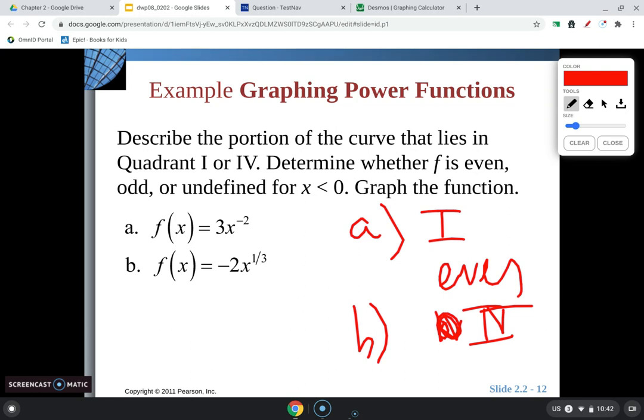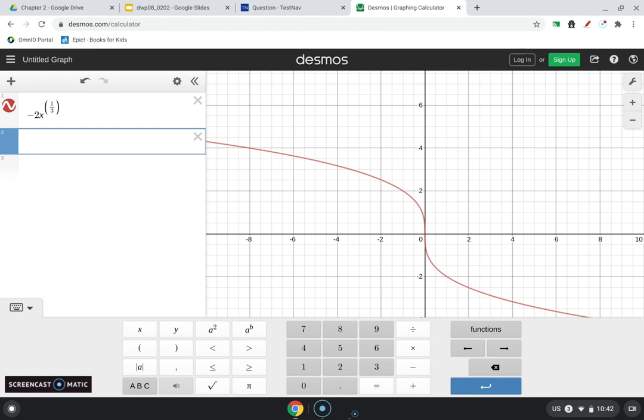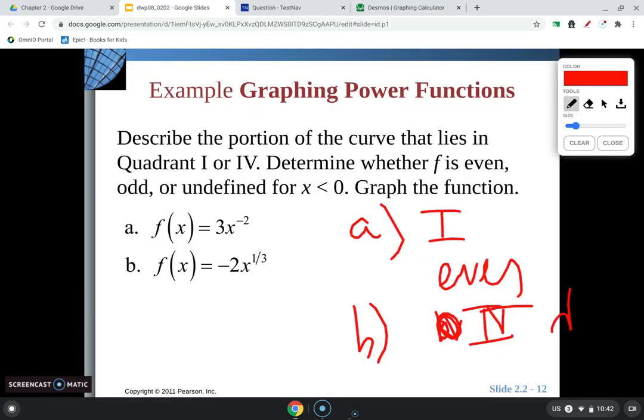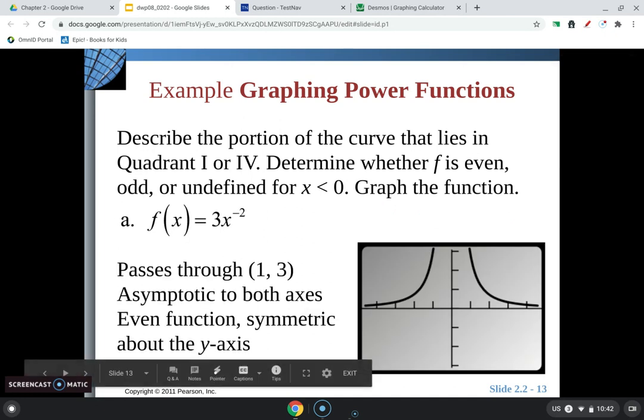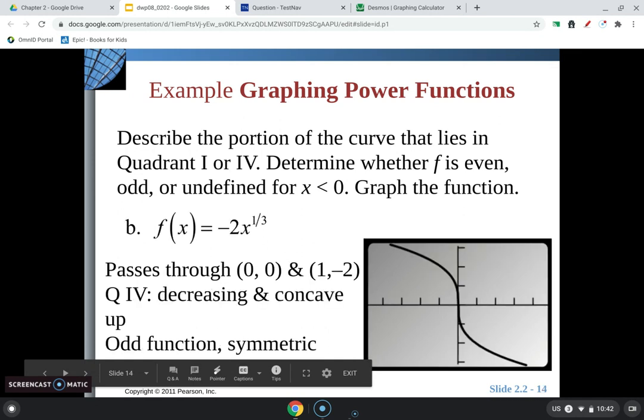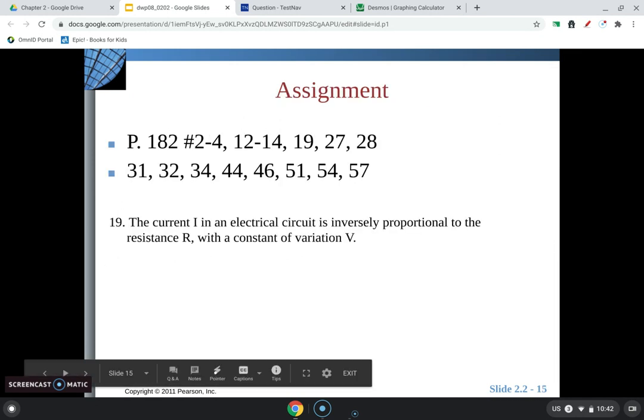It is decreasing in quadrant 4, and that has opposite quadrant reflection, so it's odd. This one on A was also decreasing in quadrant 1. Okay, and there's an example of both those graphs that I just showed you on Desmos. All right, that's a wrap for 2.2.